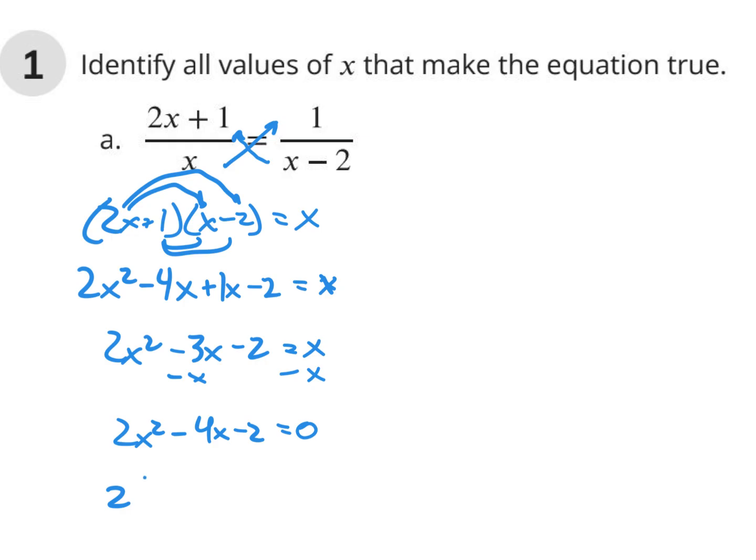We're going to factor out a 2. We get x squared minus 2x minus 1 equal to 0. This trinomial is not easily factorable. You should have learned the quadratic formula last year in Algebra 1, and I'm not sure if you guys know it. I'm going to show it to you because there's no factors of 1 that add to 2, especially when the signs are different. So this is not going to work.